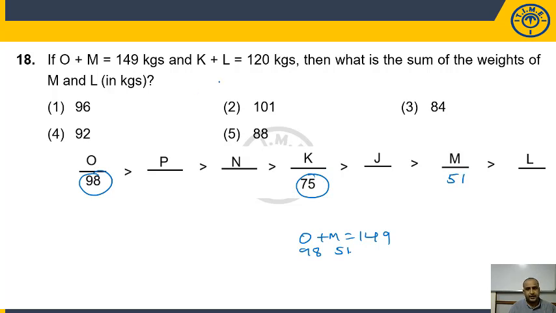Next, K plus L equals 120, and you know the value of K is 75. So this value will be how much? Definitely 45, so L is 45. Now, what is the sum of the weights of M and L? M plus L, 51 plus 45 is 96. Choice 1.